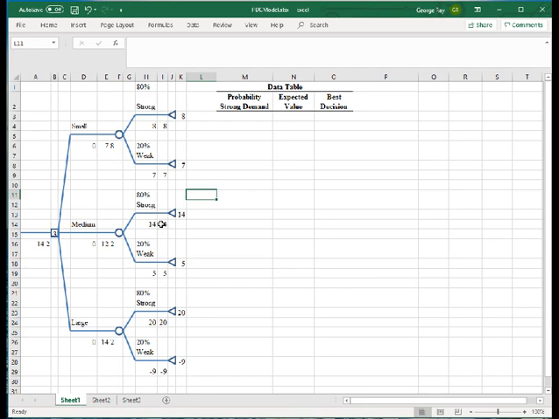Medium, we do the same thing: 0.8 times 14 plus 0.2 times 5, get 11.2 plus 1 equals 12.2, and so on. For large, 0.8 times 20 is 16, and then 0.2 times minus 9, we subtract 1.8 from that, and we get 14.2. And again, in A16, we take the maximum expected value of the three different project alternatives.